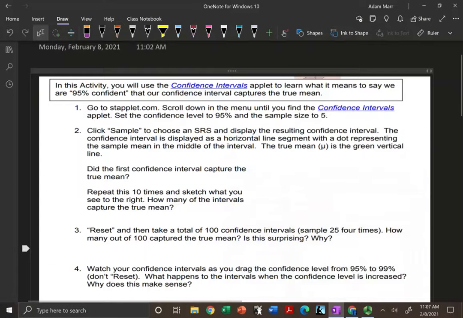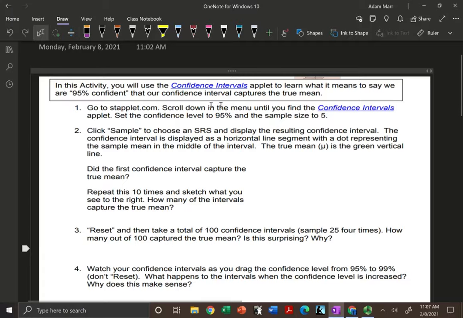We're going to go over an activity here, which is interpreting confidence level. And we want to know, first of all, what does it mean to be 95% confident? This activity is going to show us the meaning of the confidence level.